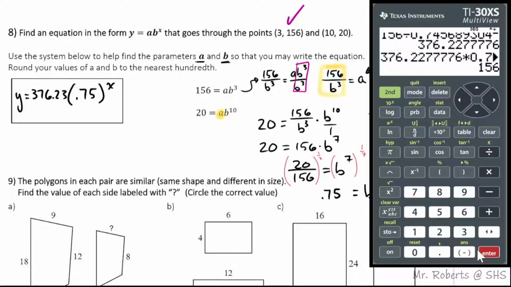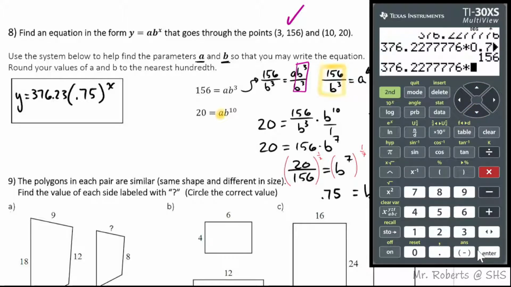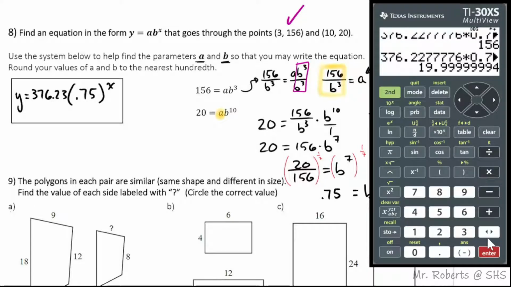Let's try the other point. So again, I'm just going to go get the 376. I'm just going up and down. I go up and I get that number, enter. I'm going to multiply that by b to the 10th this time. So let's go get b. There it is. And I'm going to raise that b to the 10th power. And when I do that, I get, beautiful, look at that, 19.99999. Come on. It's 20, right? Clearly, we're having to round off here. There's a lot of digits going on for this problem. But this is a problem I can be smiley about.